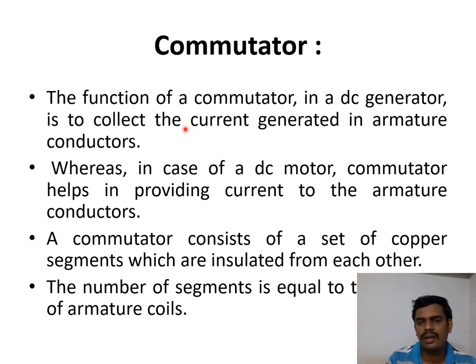In a DC generator, it will be collecting the current from the armature conductors, whereas in a DC motor, it will be providing or giving the current to the armature conductors. Here it will be collecting, here it will be giving.